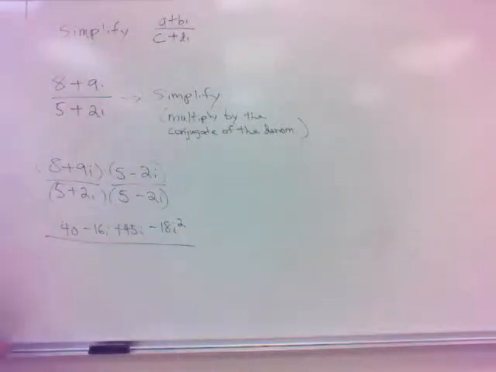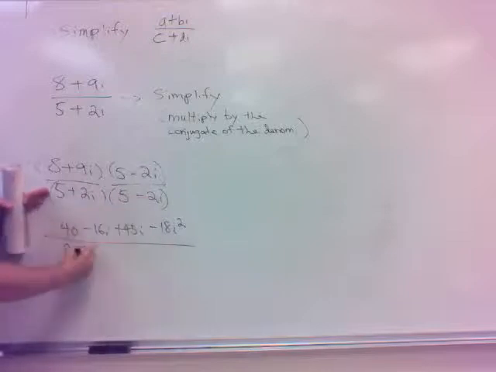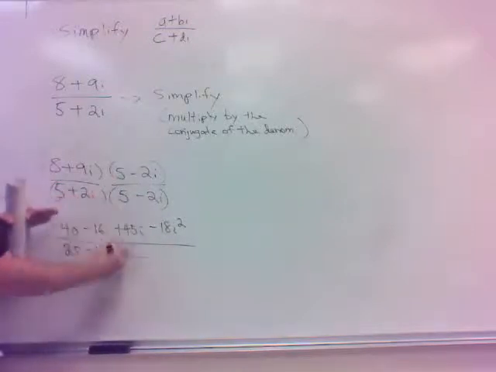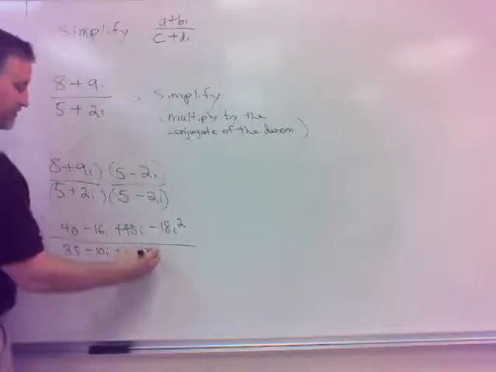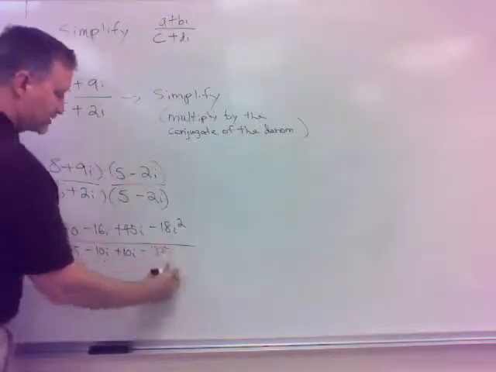And then on the bottom I have 5 times 5 is 25. 5 times minus 2i is minus 10i. Minus 2 times 5i is positive 10i. And then minus 2i times minus 2i is minus 4i squared.